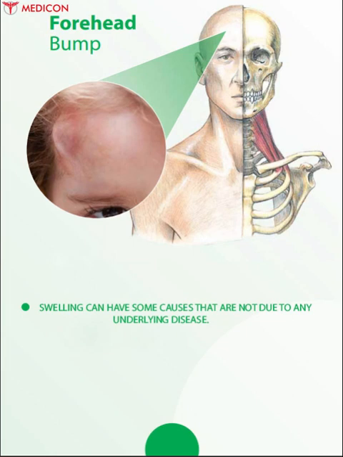Forehead bump. A forehead bump is a swelling that is not due to underlying diseases. Swelling under the skin, called a goose egg, is usually a temporary symptom of head trauma. The forehead is quick to swell because there are so many blood vessels just under the skin surface at the forehead region.